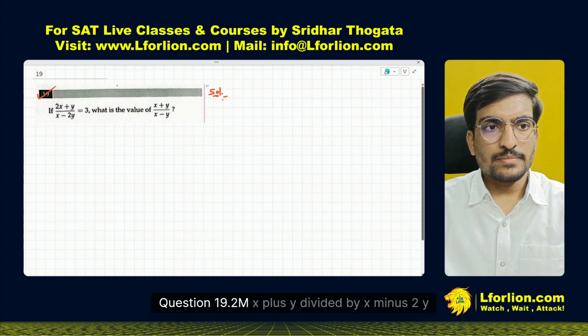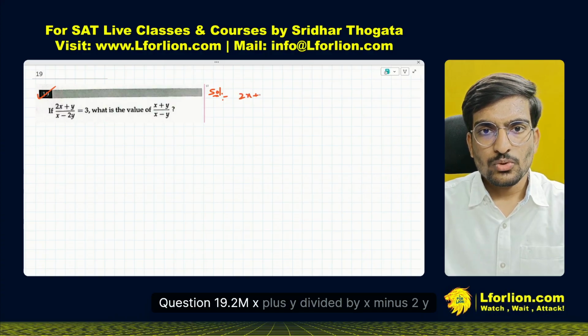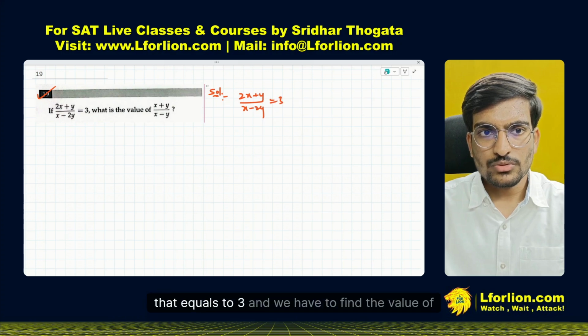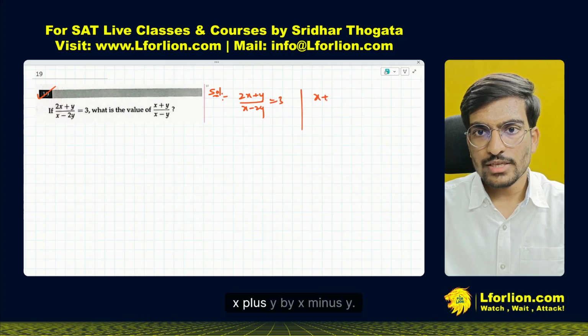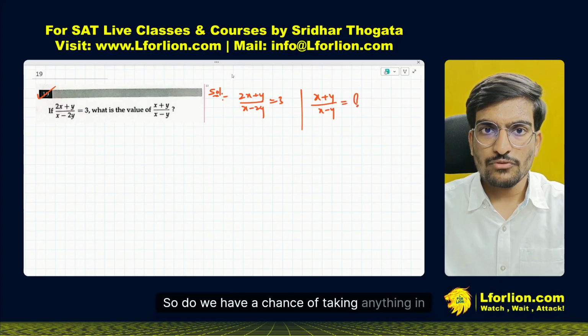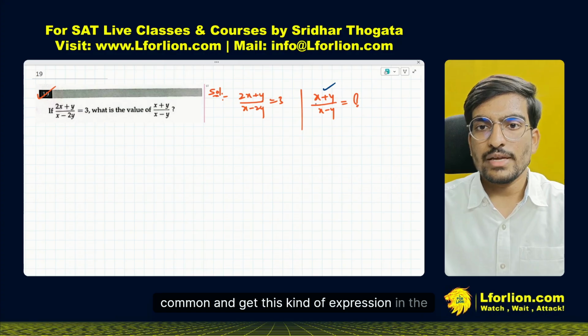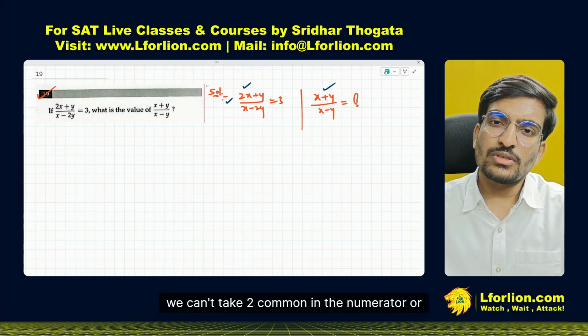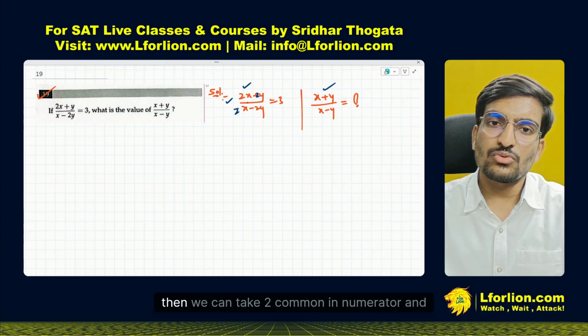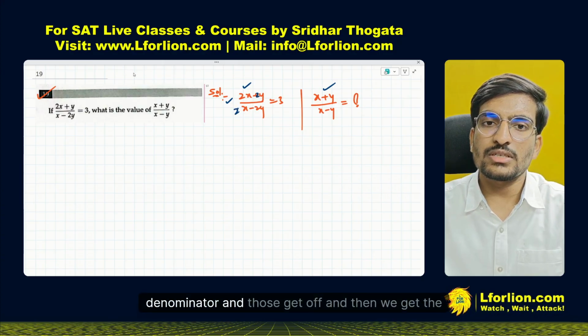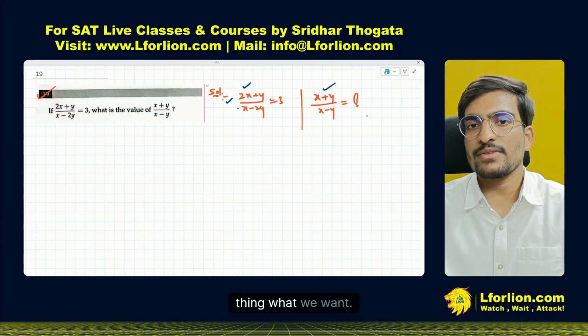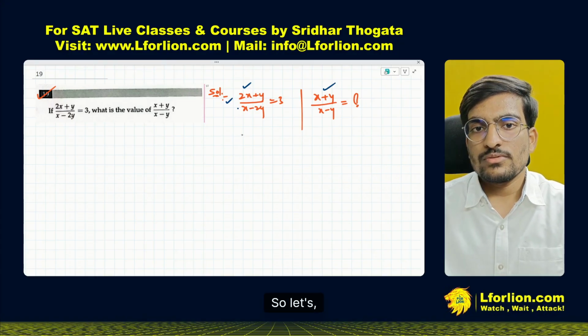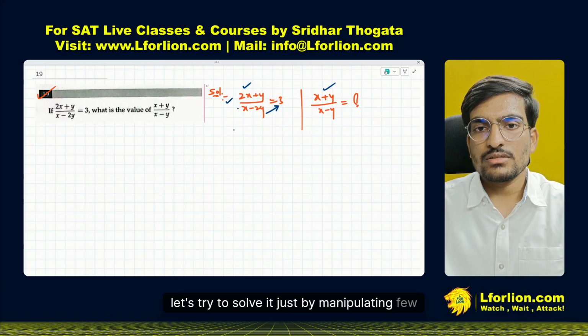Question 19, (2x plus y) divided by (x minus 2y) equals 3, and we have to find the value of (x plus y) by (x minus y). So do we have a chance of taking anything in common and getting this kind of expression in the given equation? We can't take 2 common in the numerator or anything. If it were something like 2 and 2, then we could take 2 common in numerator and denominator, those would cancel, and we would get what we want. But it's not like that. So let's try to solve it by manipulating a few things.